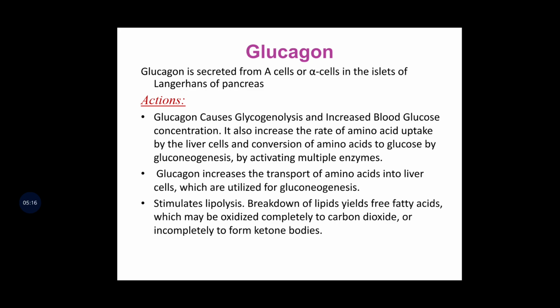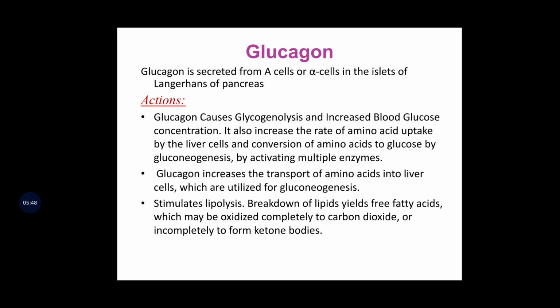So as soon as the receptors in the pancreas sense the decline in the blood glucose level, for example during the period of fasting or during prolonged exercises, the alpha cells secrete glucagon, which causes glycogenolysis and increases the blood glucose concentration. It also increases the rate of amino acid uptake by the liver cells and converts them to glucose with the help of a process known as gluconeogenesis.